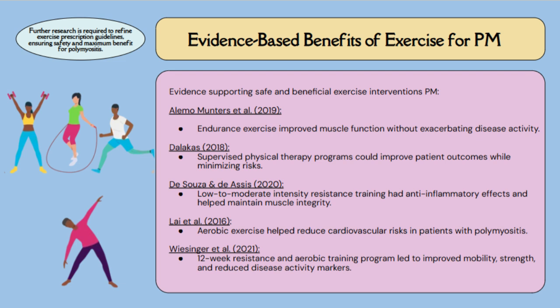Resistance training is also beneficial. D'Souza and D'Assis 2020 found that low to moderate intensity resistance training provides anti-inflammatory effects and helps maintain muscle integrity. Additionally, Lay et al. 2016 reported that aerobic exercise can reduce cardiovascular risks in PM patients. One of the most comprehensive studies, Weisinger et al. 2021, found that a 12-week combined resistance and aerobic training program significantly improved mobility, strength, and reduced disease activity markers. Overall, these findings demonstrate that structured exercise programs are not only safe but also essential for improving muscle function, cardiovascular health, and overall disease management in PM.